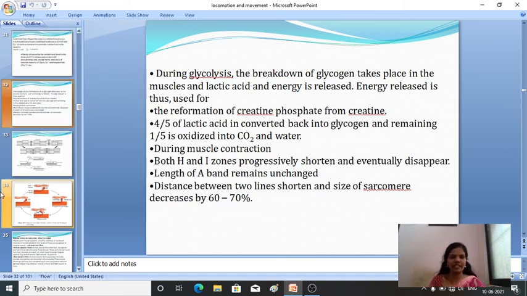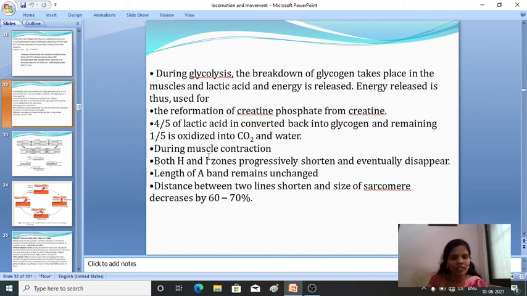Okay, then what happens next, so during glycolysis the breakdown of glycogen takes place in the muscles, and lactic acid and energy are released. The energy released is used, first, for the reformation of creatine phosphate from creatine, and 4/5 of the lactic acid is converted back into glycogen, and the remaining 1/5 is oxidized into carbon dioxide and water.